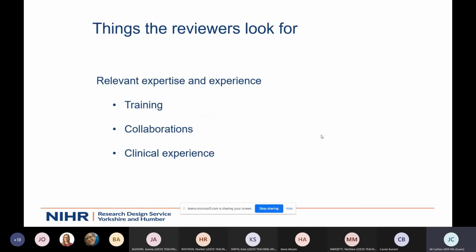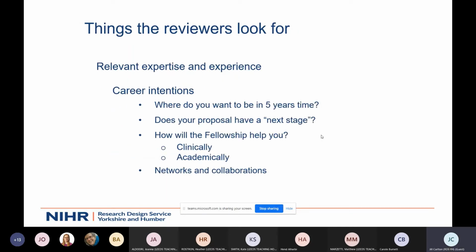So think about any areas of expertise and experience which also link to any training that you might have had, any existing collaborations, either on a formal or informal basis, but also within any clinical experience as well. It's important to get across within this section about your relevant expertise and experience, about where you want to be in 5 years' time.